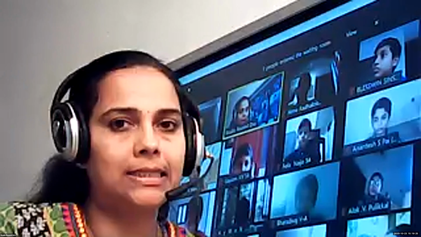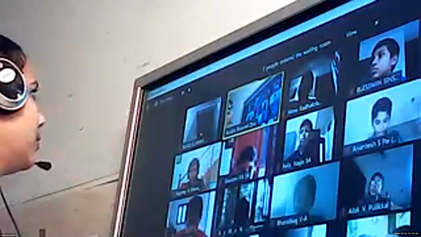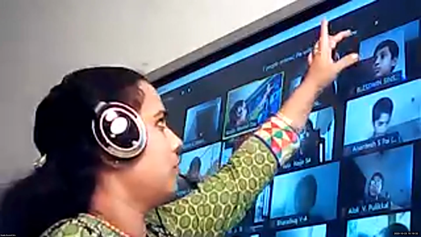And for LCM, we learned we have to write some multiples, not all the multiples, like the first 5 or 6. Then find all the common multiples. Then from the common multiples, you have to choose the smallest or the least number. That is the first method we learned.